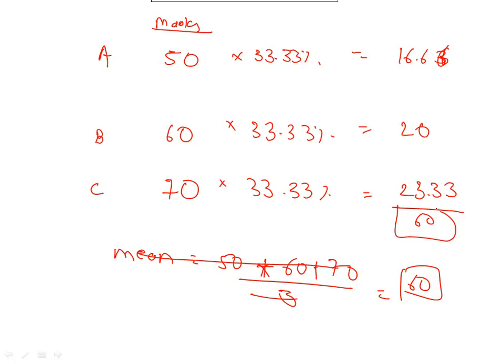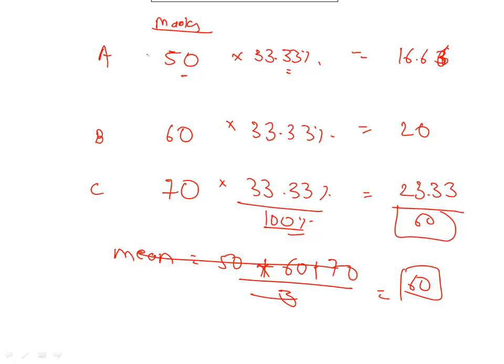Are you clear with this logic? So how do we calculate weighted mean? We have marks, we multiply that with the given weight. We have to make sure that the weight of all the variables adds up to 100%, and then you get your weighted average.